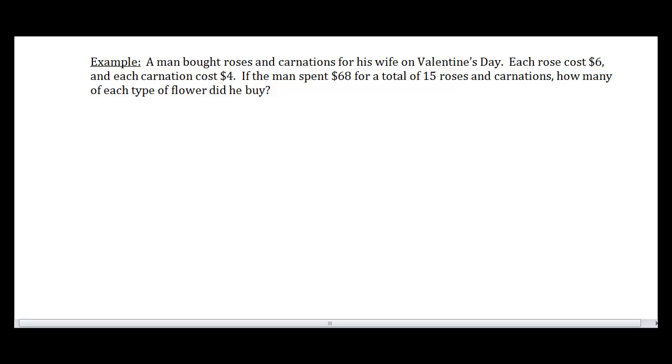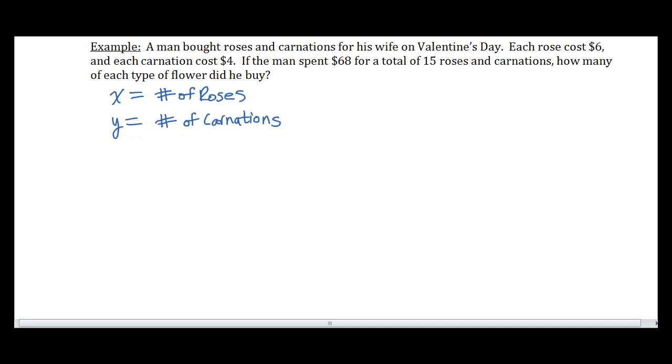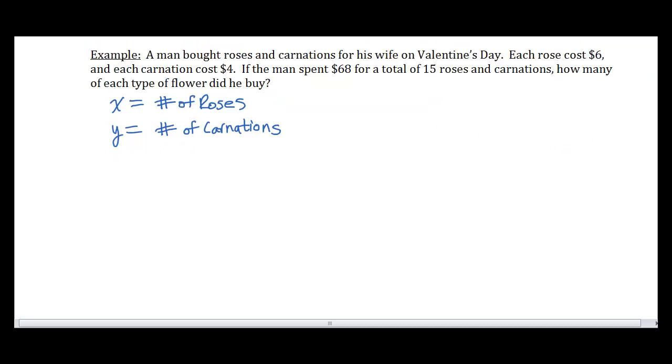Okay. Again, we're talking about systems of equations here in two variables. So we know that our variables, I'm going to have two of them, are going to be basically what they're asking us for. And they're basically asking us how many roses and how many carnations. So I'm going to let x represent the number of roses. I'm going to let y be the number of carnations. All right, now that I know what x and y represent, now it's time for me to write my equations. This is very similar to a problem that we've done before.